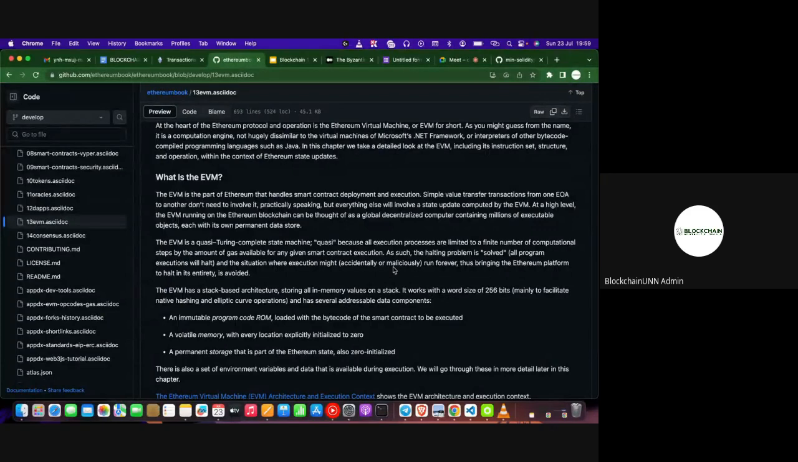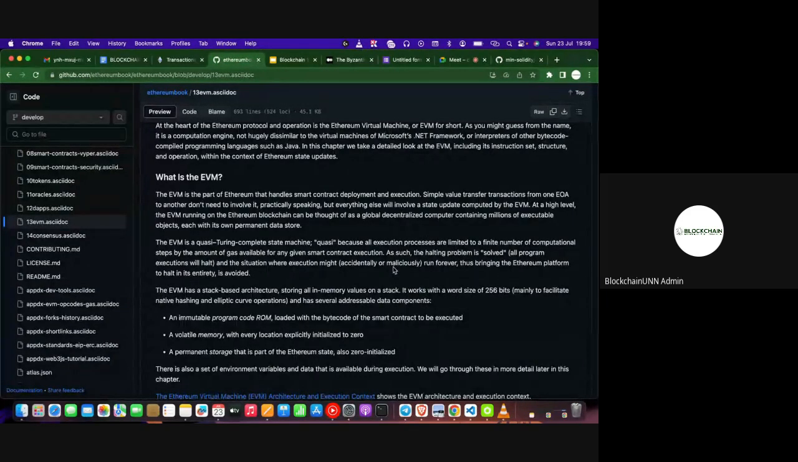And the Ethereum virtual machine is called a state machine because basically it changes state, right? When a transaction is carried out on the EVM, the state of the Ethereum virtual machine is updated. That's why it's called a state machine. Now, fully put, it is a quasi Turing complete state machine.